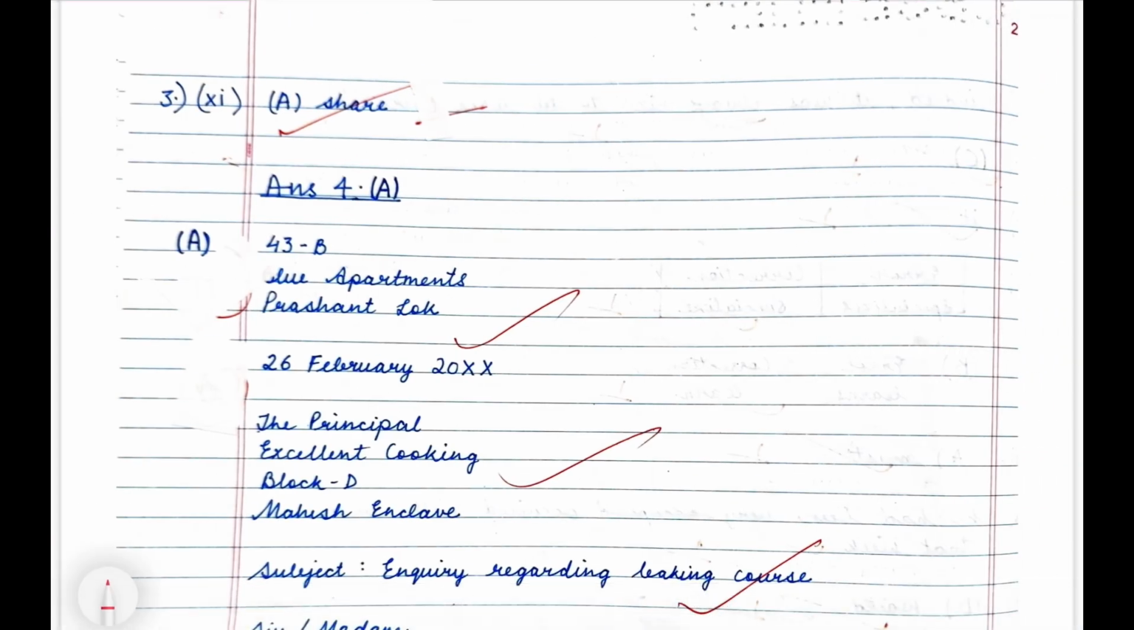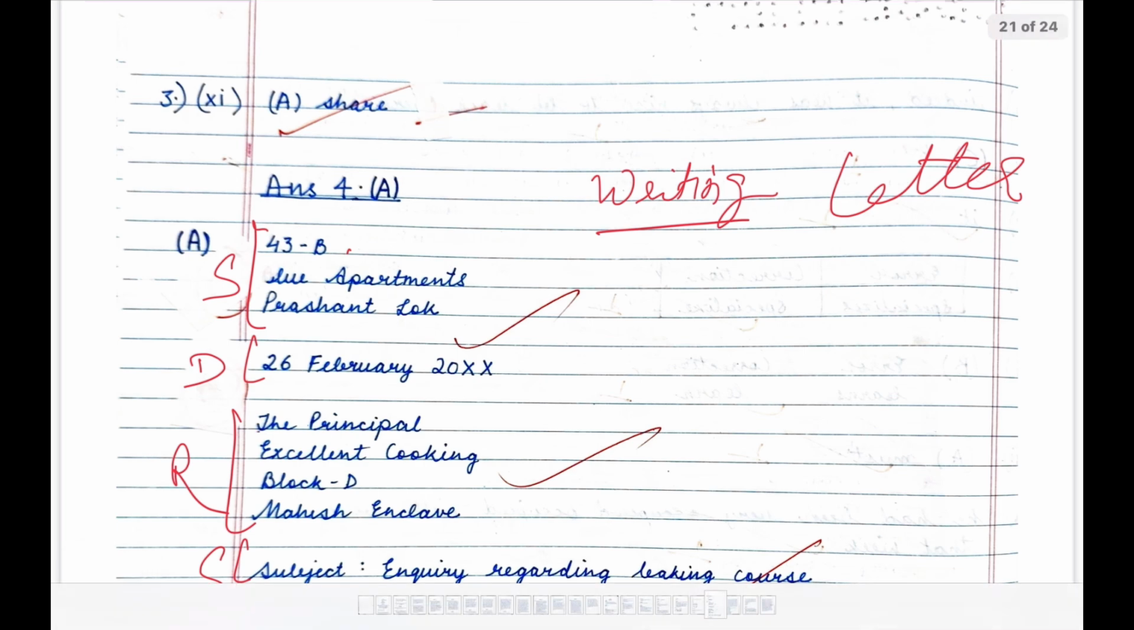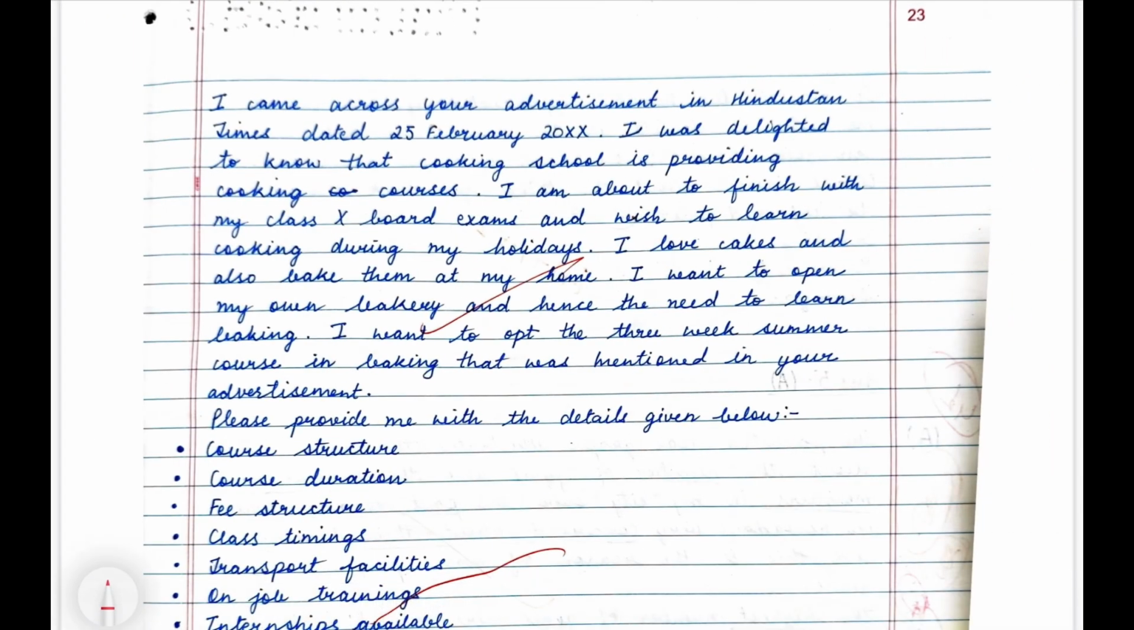Now the next one is question number 4, that is of writing skills. In writing skills, this is letter writing. So you can see this is the sender's address, date, receiver's address, subject, then salutation. No punctuation marks have been used at the end of the format. Then this is the body of the letter. You can see how beautifully it has been written.